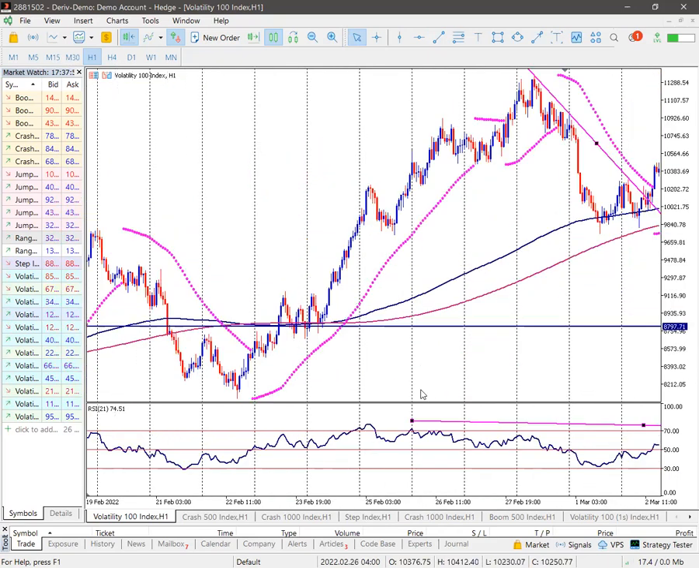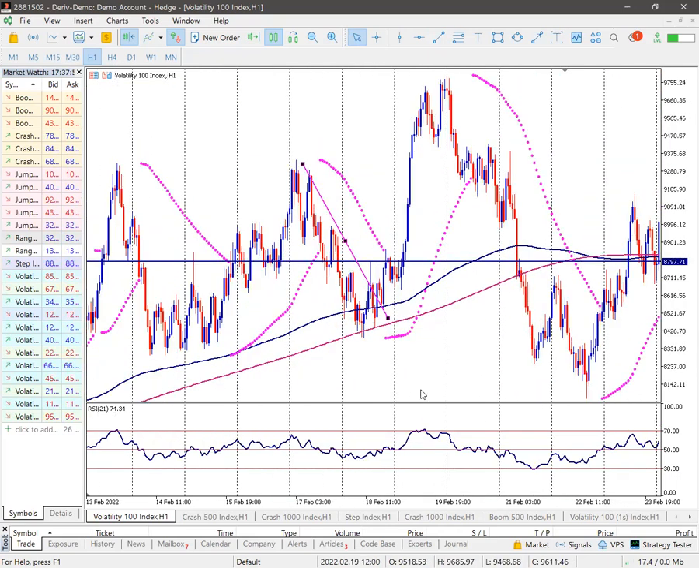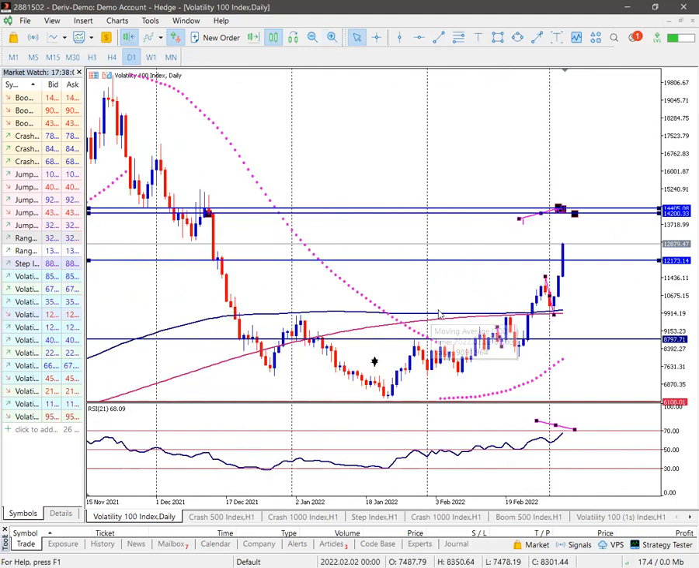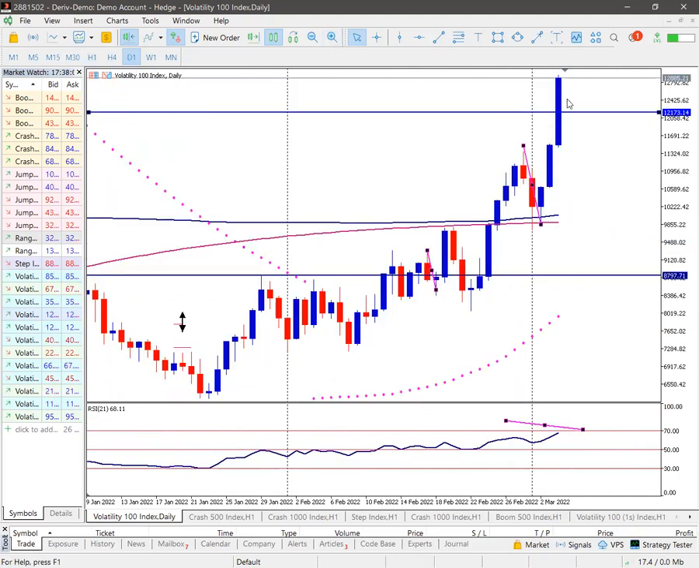Another thing, before you buy, also check the daily. If you are buying and you see that the daily candle is big, like in this case, if someone starts buying here, it's wrong because this candle is already big. You start buying when the candle is small, early when the candle is still forming.